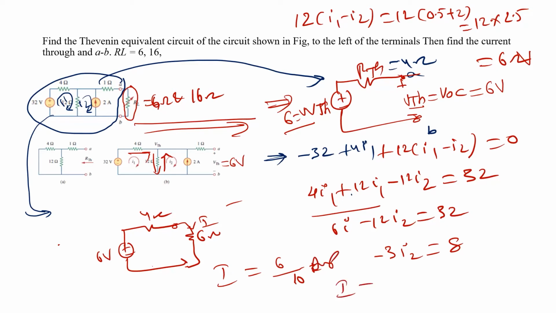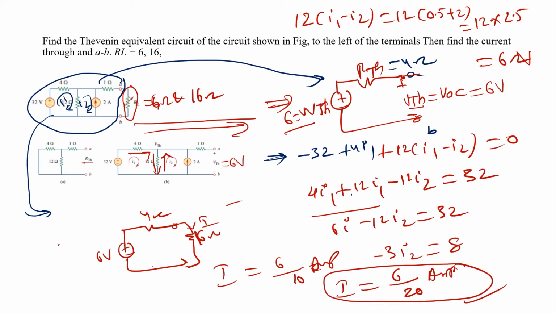The next one, I am going to replace it with 16 ohm. So you will get I is equal to V by R, 6 by 20. So this is your load current. This is how you are going to find the load current by using Thevenin's theorem.